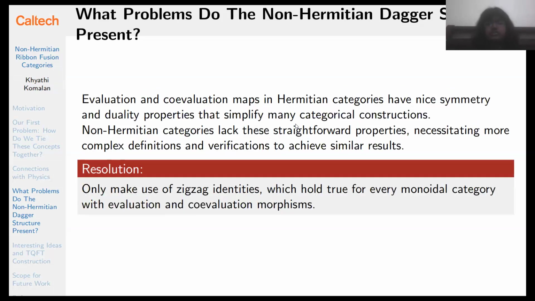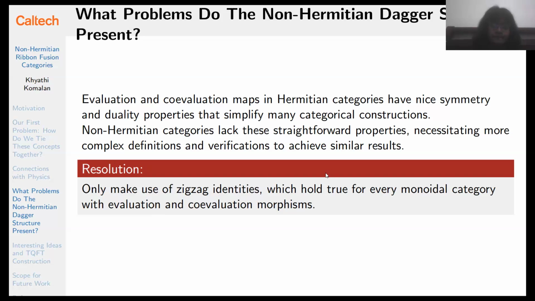And when it comes to the issue of evaluation and co-evaluation maps, we'll basically be making use of the zigzag identities, which we can rely on because we do have at the end of the day a braiding and a twist. And obviously the category is also monoidal. So these things help a lot.